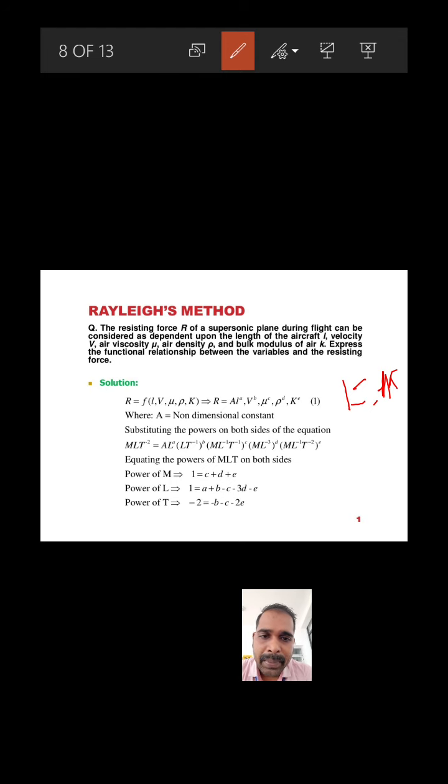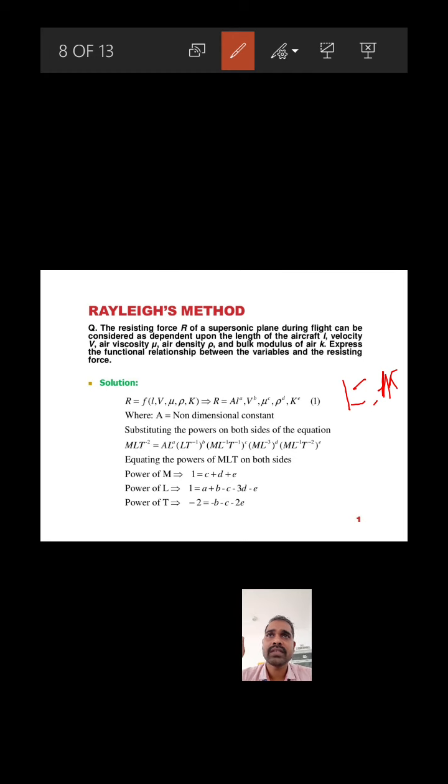The resisting force R of a supersonic aircraft is a dependent variable, it depends upon the length of the aircraft L, velocity V, air viscosity mu, air density rho, and bulk modulus of air K. Express the functional relationship between the variables and the resisting force, right? So it is clearly given. You have to use Rayleigh's method.